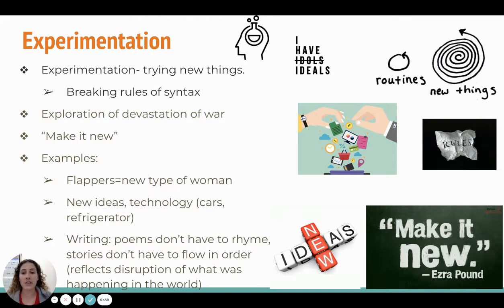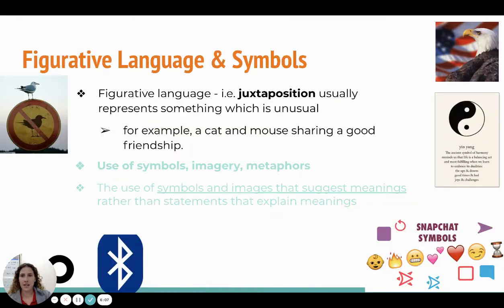There's also new ideas, new technology, and new writing. Poems don't have to rhyme. Stories don't have to flow in order. So this experimentation reflects the disruption of what's happening in the world. So modernism is kind of reflecting the period of the 20s in the 1900s.